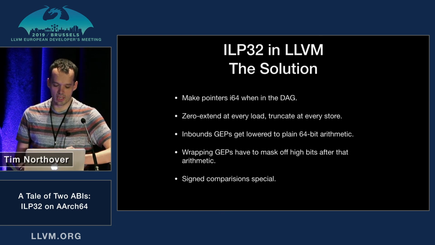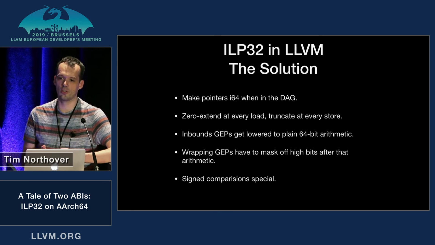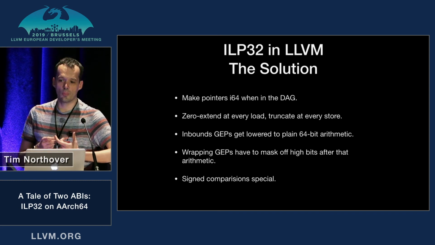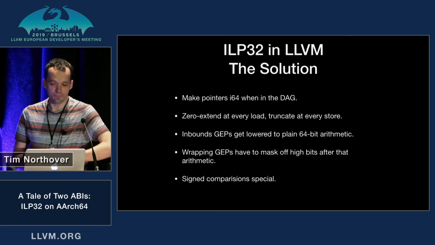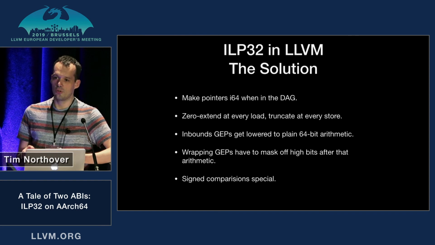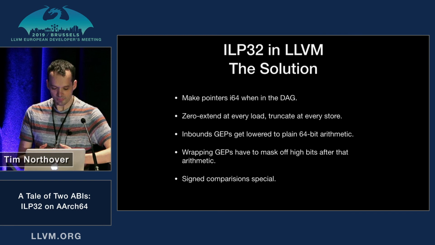So in the end, we decided we could solve this if we made pointers still be 64 bits in the selection DAG representation. Now that means that at every load of a pointer, you would zero extend it into those 64 bits and truncate it back at every store. Inbounds GEPs, which fortunately because of languages are sensible, represents about 99% of them, can be just lowered to plain 64-bit arithmetic where you treat the pointers as they are and sign extend the offsets as they come in.